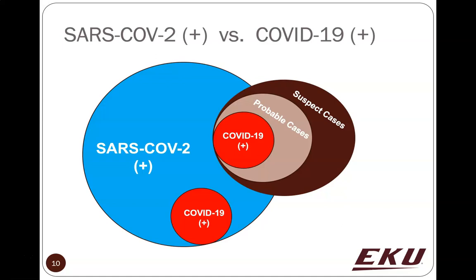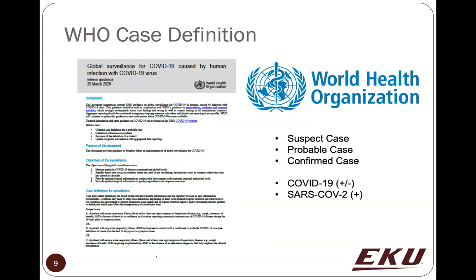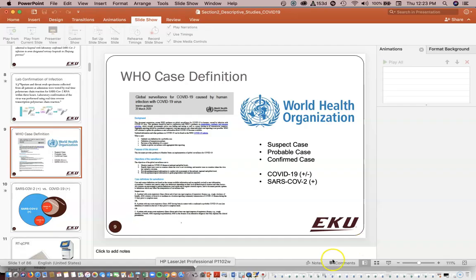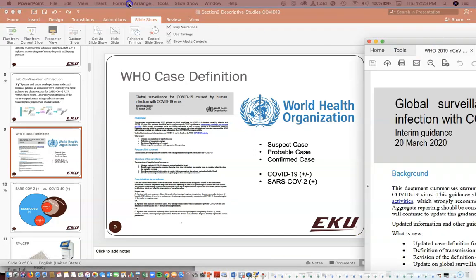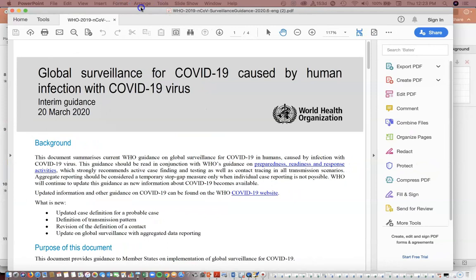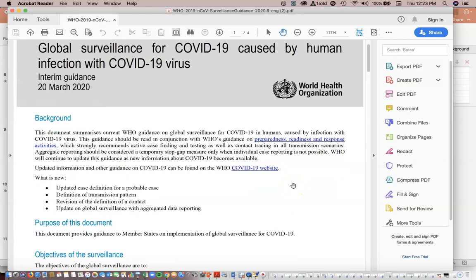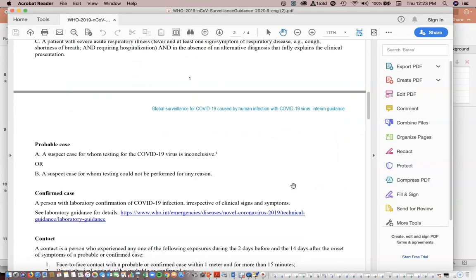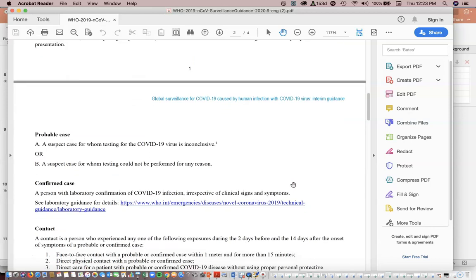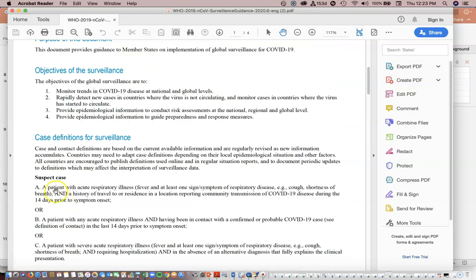So let's look at the WHO definition that you see on this particular page. And I'm going to pull up the actual WHO document right here that everyone is using, that says global surveillance for COVID-19 caused by human infection with COVID-19 virus. And COVID-19 virus is SARS coronavirus 2. All right, so what makes a person a suspect case?